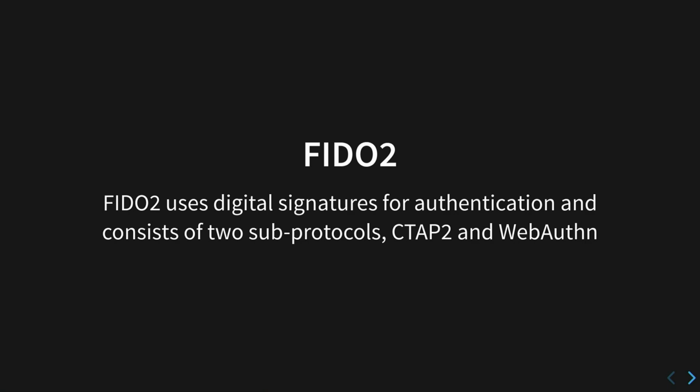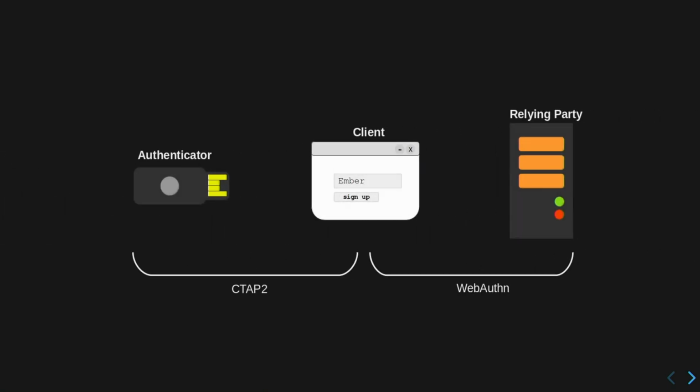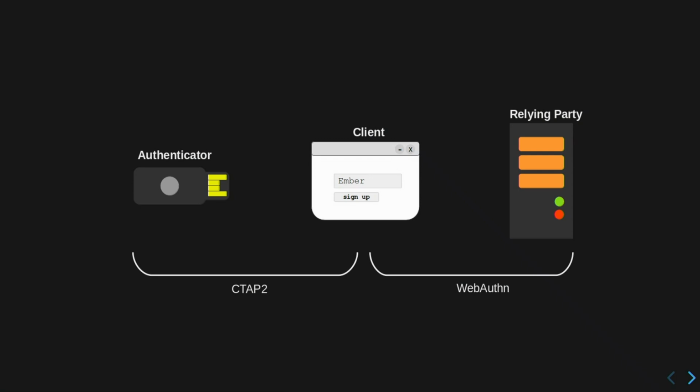FIDO2 uses these digital signatures for authentication, and it's split into two sub-protocols. On the right-hand side, we have a relying party. This is the server you want to authenticate to, for example some web server. On the left-hand side, you have an authenticator. This can be some software running on your PC, but it can also be some piece of dedicated hardware, like a YubiKey, for example. And in the center we have a client. This can be seen as a man in the middle that passes messages between the relying party and the authenticator, and the client can, for example, be your web browser.